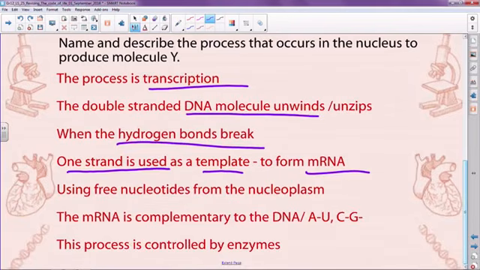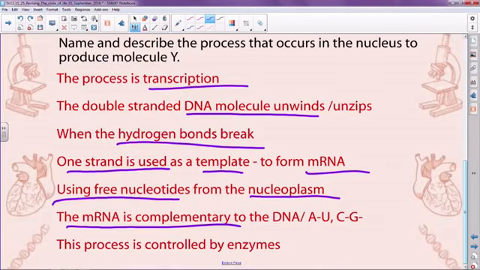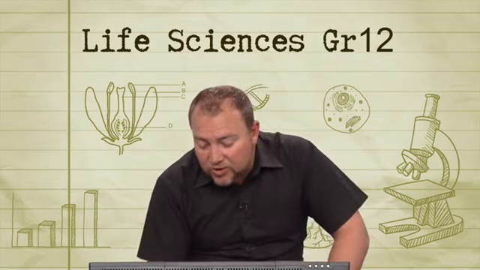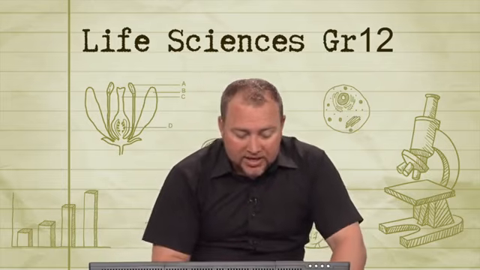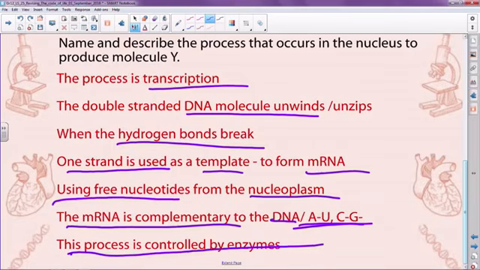Next one, using free nucleotides from the nucleotide pool, which is also inside the nucleus, found inside the nuclear plasm. As I said, you're using your nucleotides from there because there's a huge pool of them. Next one, the mRNA is complementary to the DNA. In other words, A goes with U, T goes with A, C goes with G, G goes with C. And then lastly, this process is controlled by an enzyme.